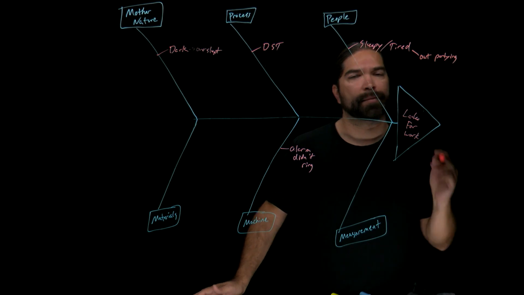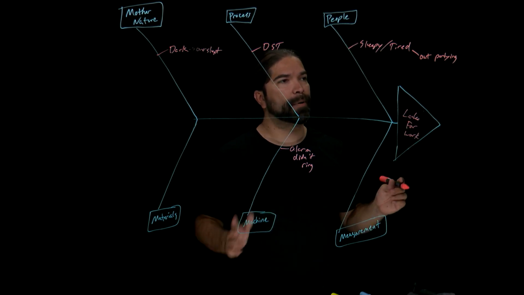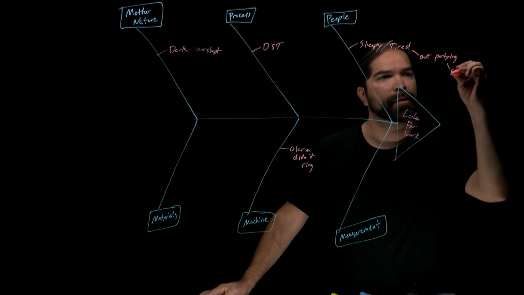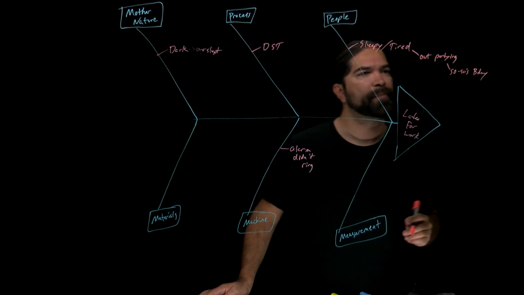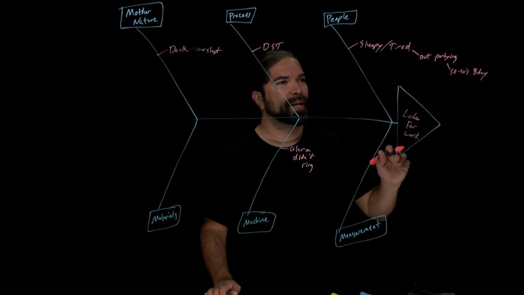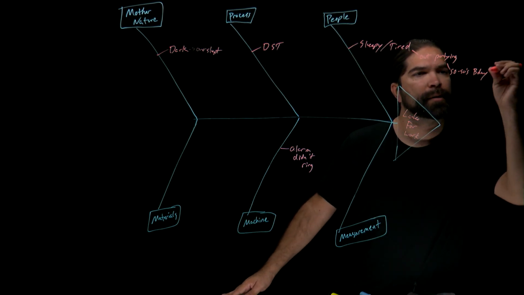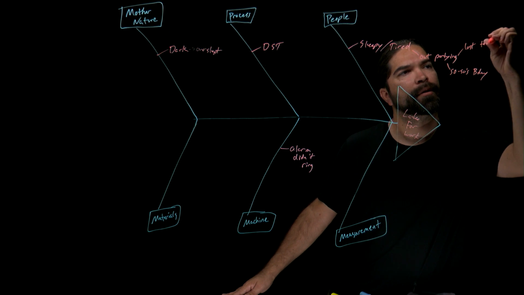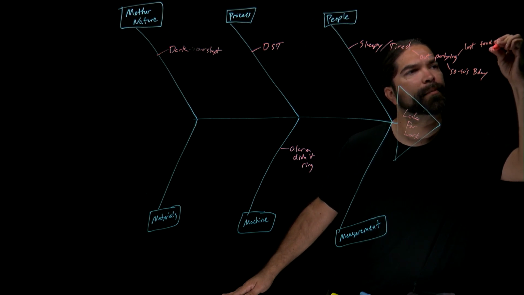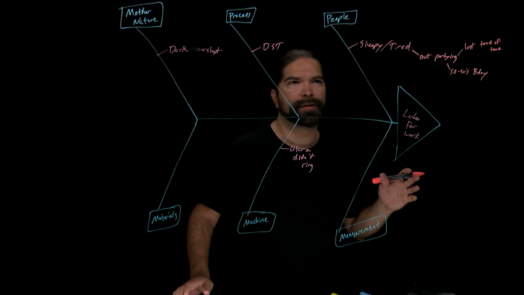Partying. I was out partying, I'm a party animal. Okay, why was I out partying? Because it was, you know, so-and-so's birthday. Okay, and I lost track of time. Let's put that up here, lost track of time. Ooh, I like that. I'm thinking through this as I'm writing it.